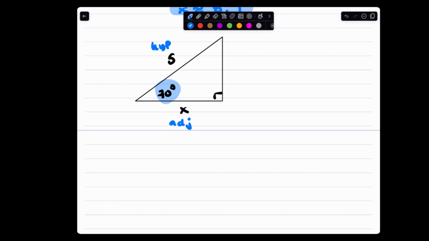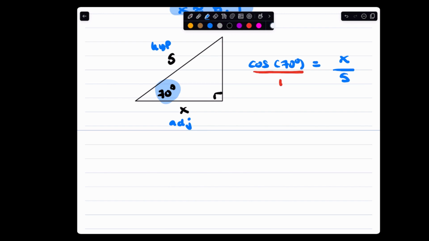So this is going to be what again? Cosine 70 degrees equals what? What's the definition? The adjacent side over the what? Hypotenuse. Is that what it is? Easy peasy lemon squeezy. Okay.